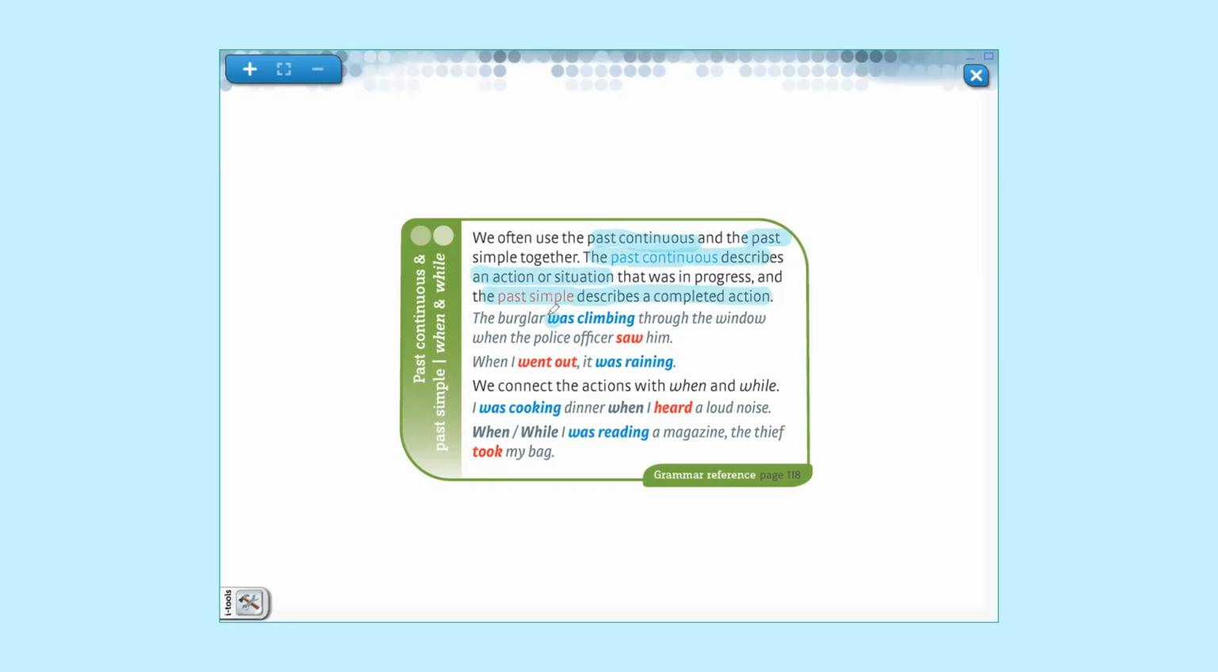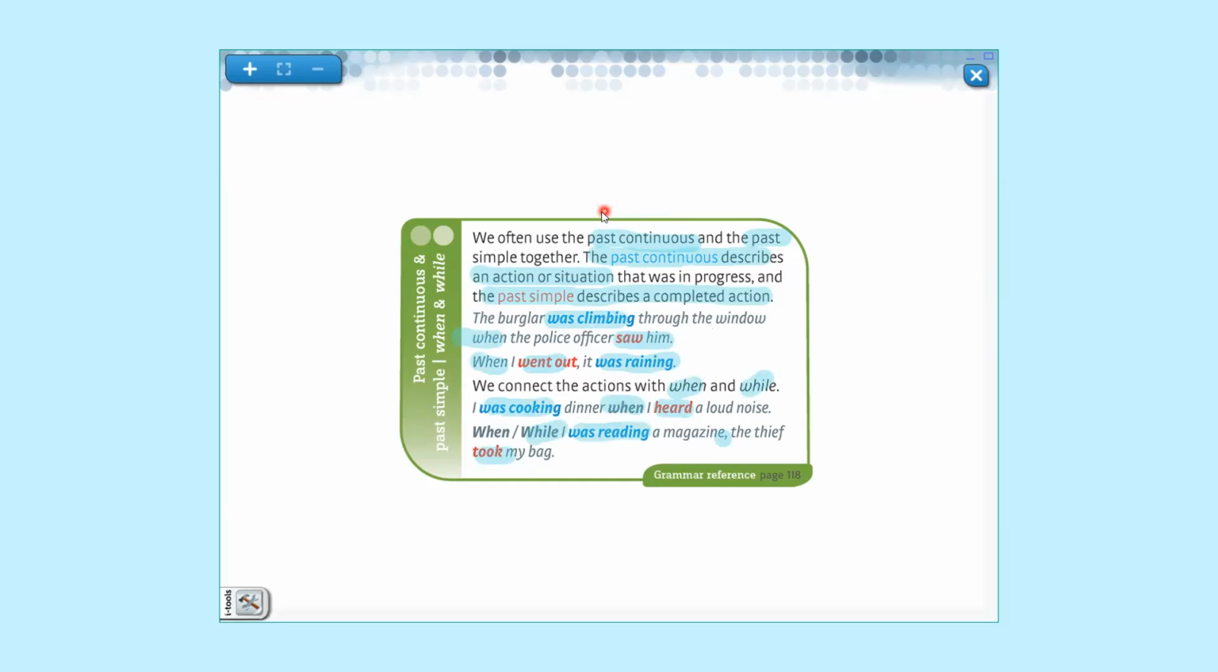The burglar was climbing through the window when the police officer saw him. When I went out, it was raining. We connect the actions with when and while. I was cooking dinner when I heard a loud noise. While I was reading a magazine, the thief took my bag. Okay, thank you very much.